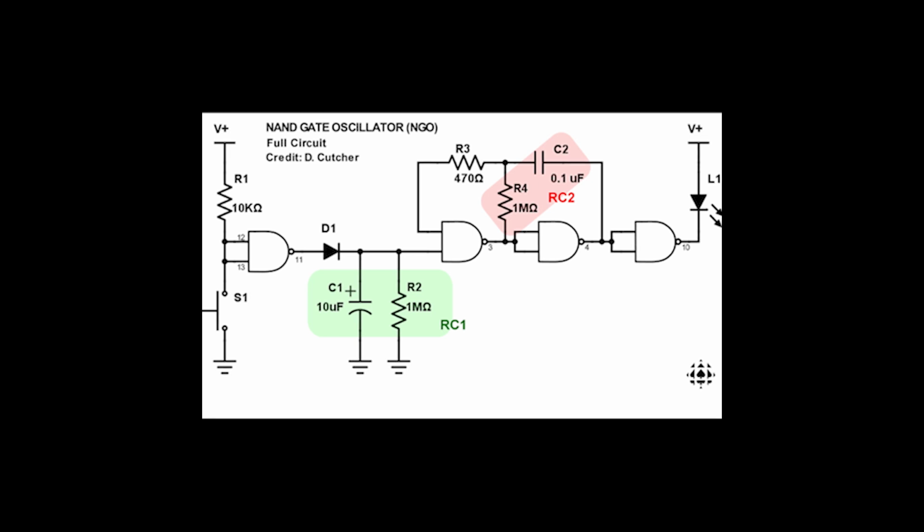Welcome to my video on the counting circuit. Our first stop is the NAND gate oscillator. This chip operates using a principle called feedback, where its output is looped back as its input.